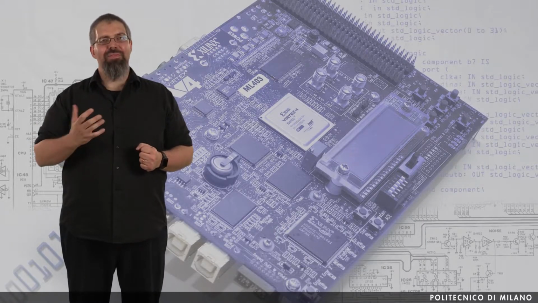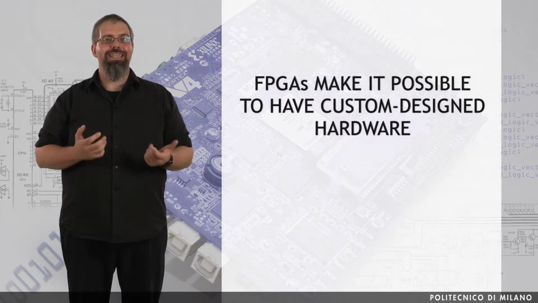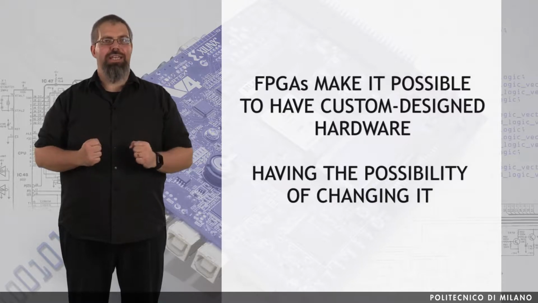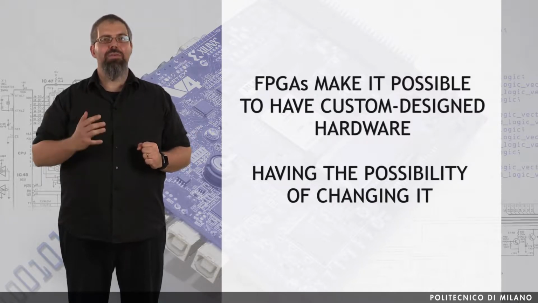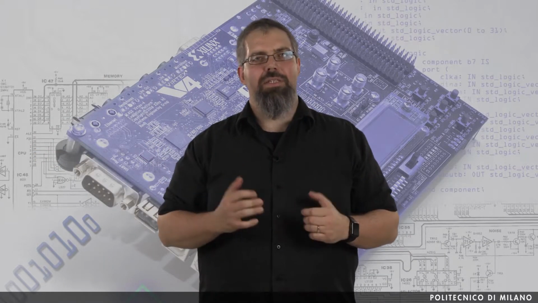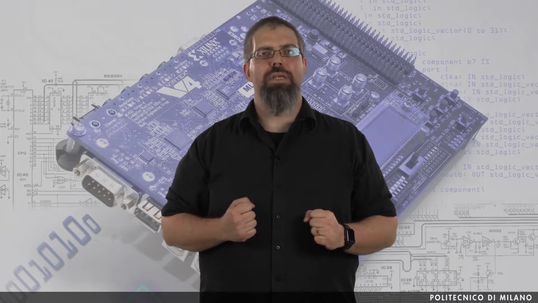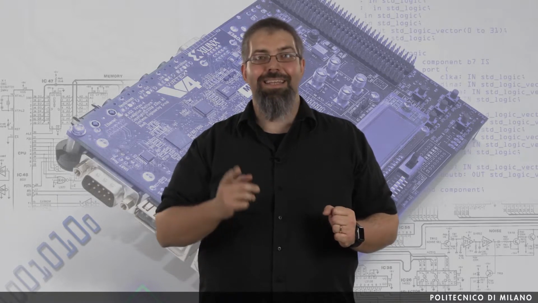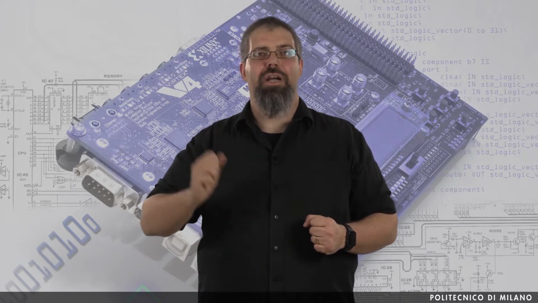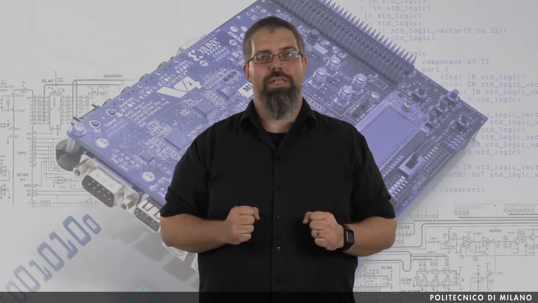In other words, FPGAs make it possible to have custom-designed high-density hardware in an electronic circuit, with the added bonus of having the possibility of changing it whenever there is the need, even while the whole application is still running. A hardware design language, such as VHDL or Verilog, is used to describe the functionality to be implemented on the device. Then, the design software of the device manufacturer translates the description of the hardware into a configuration file for the device that can be downloaded on it.